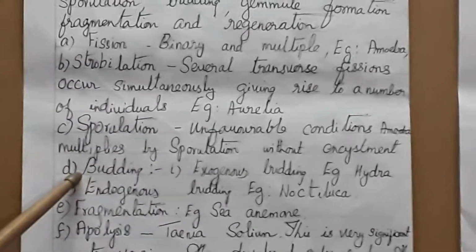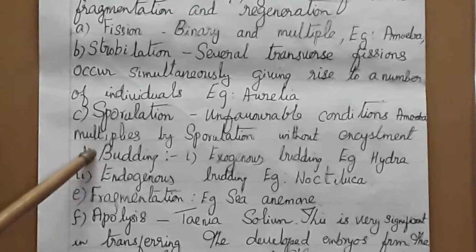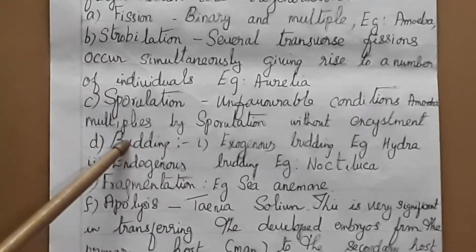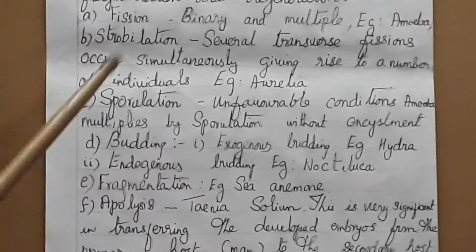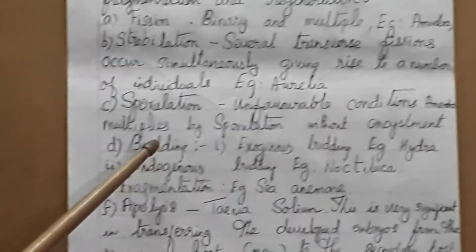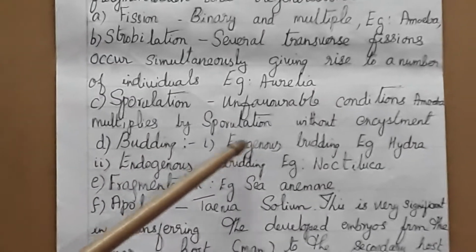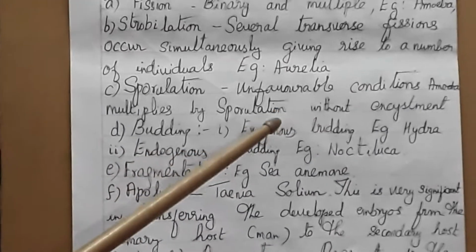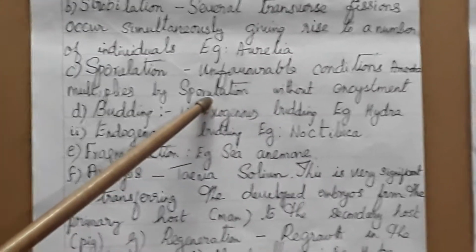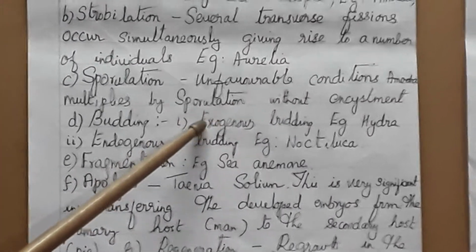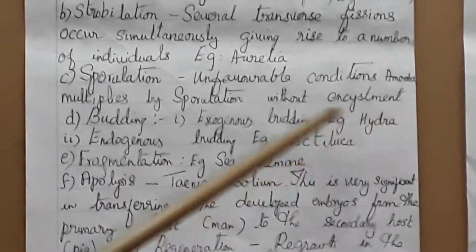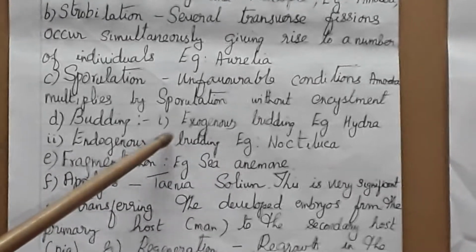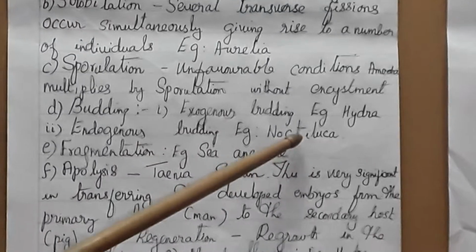Next is budding. Budding is a type of reproduction where the animal produces one bud or more than one bud. There are two types of budding: exogenous budding and endogenous budding. If the buds are produced outside the body of the parent, it is called exogenous budding. Example, hydra. In endogenous budding, the buds develop within the body of the parent. Example, Noctiluca.